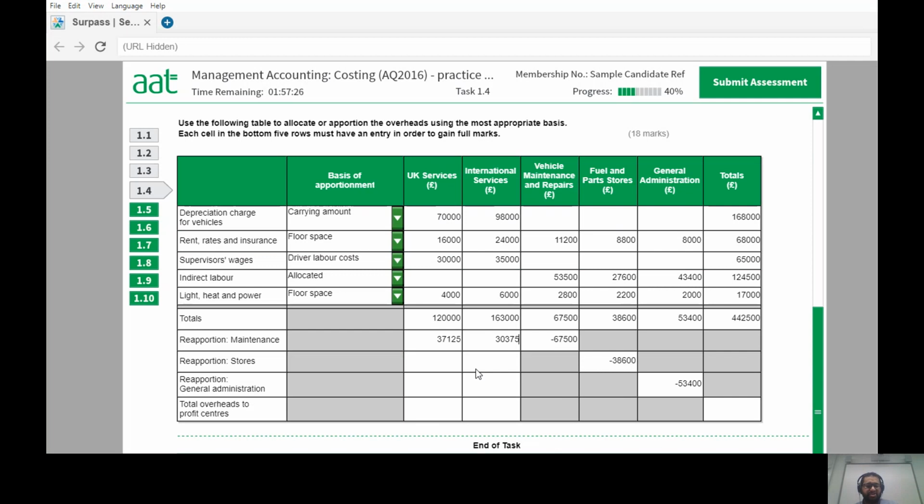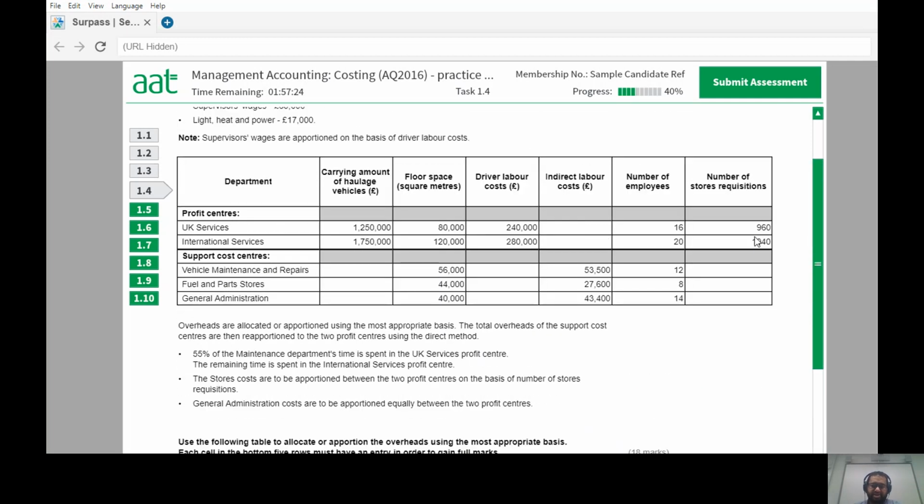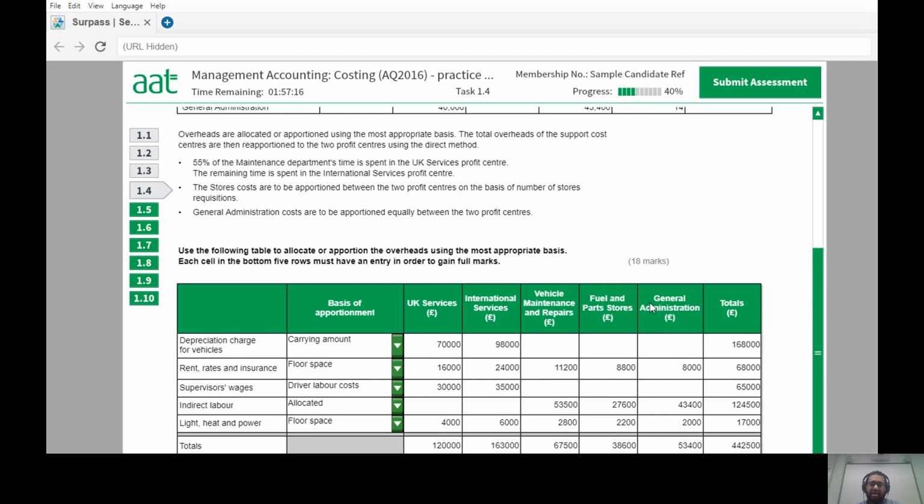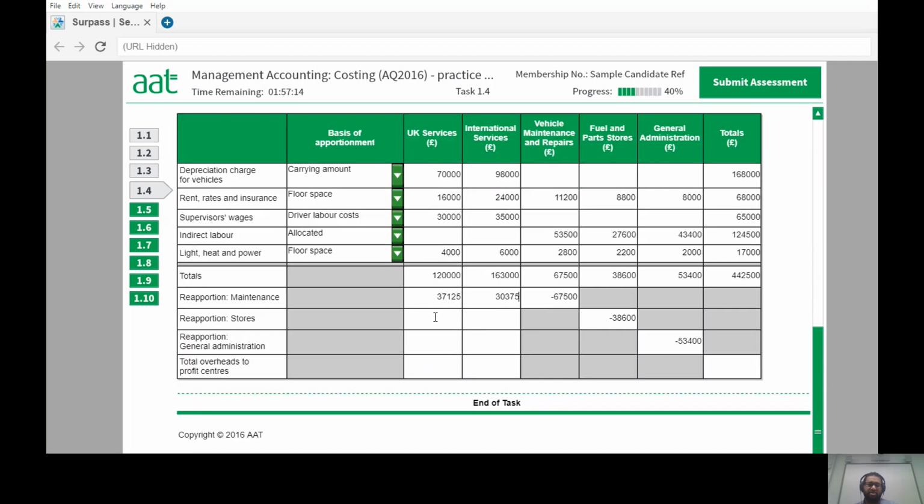The reapportionment of stores. So let's see how many requisitions. The total requisitions are 2,000. So you're going to divide by 2,000 and multiply by that individual amount. So you find the right requisition amount for this. Okay, so here 38,600 divided by 2,000 multiplied by 960, it's going to give me 18,528. Divided by 2,000 multiplied by 1,040 is going to be 20,072 pounds. So that's been reapportioned as well.